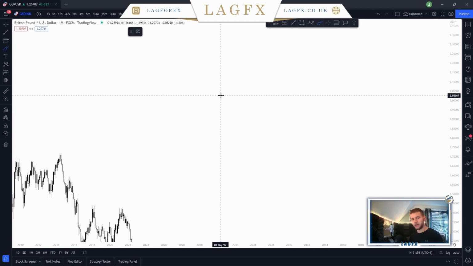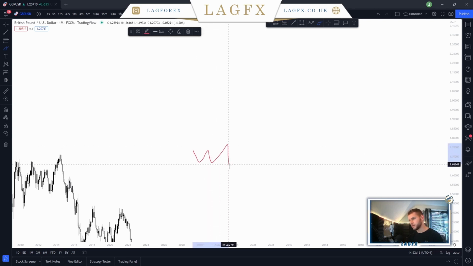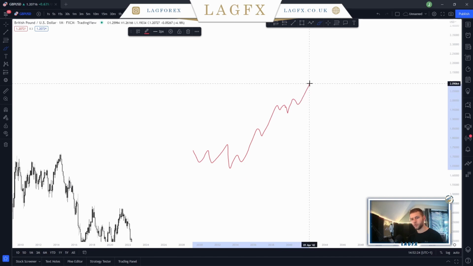Now, a markup and a markdown are obviously trending markets with a lot of volatility, and distributions and accumulations are much more ranging markets with a lot of liquidity creation and manipulation. So if we draw this out, for example, we will accumulate, however that may look, and then after we accumulate, we will enter a markup phase. Once we enter an overbought state, that is when we start to create the distribution. And then once again, we come into a markdown, which will look something along the lines of this.